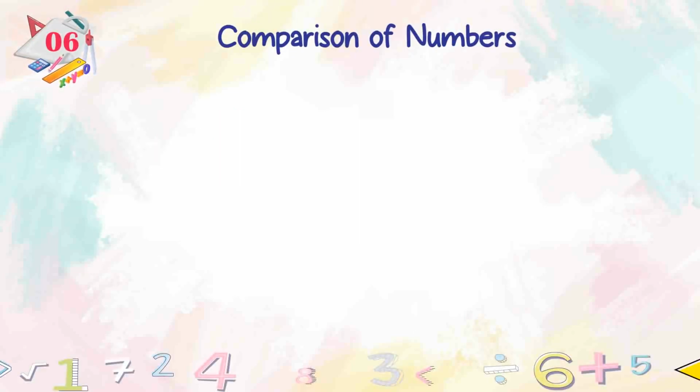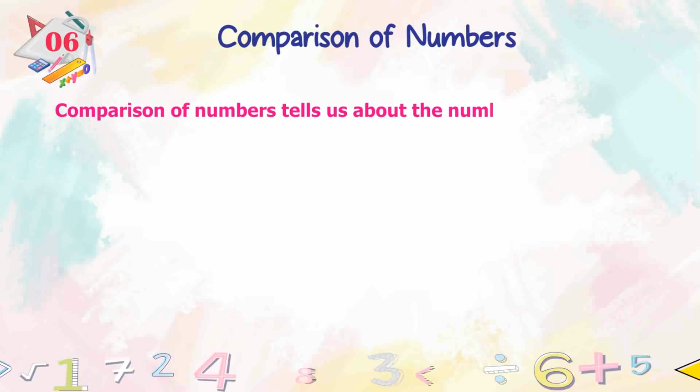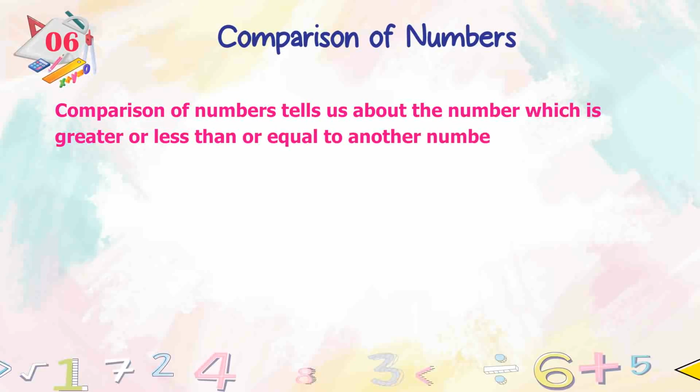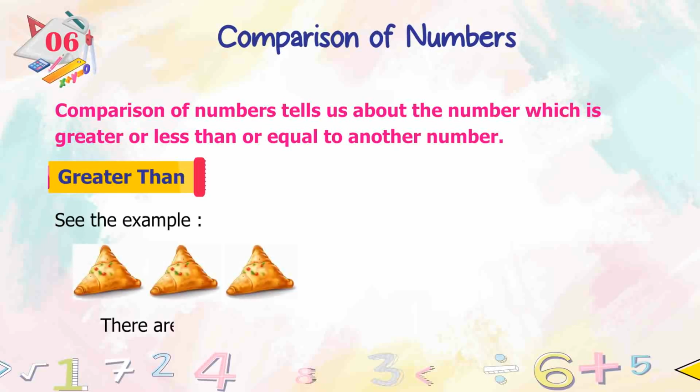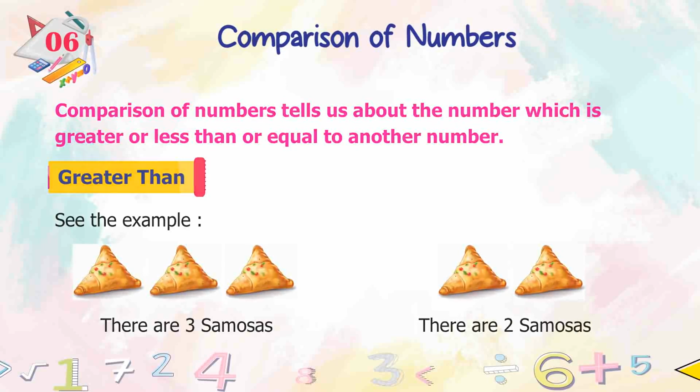Chapter 6. Comparison of numbers. Comparison of numbers tells us about the number which is greater or less than or equal to another number. Greater than. See the example. There are 3 samosas. There are 2 samosas.